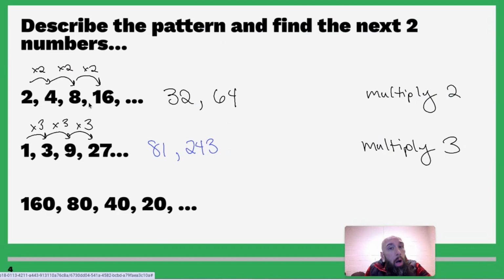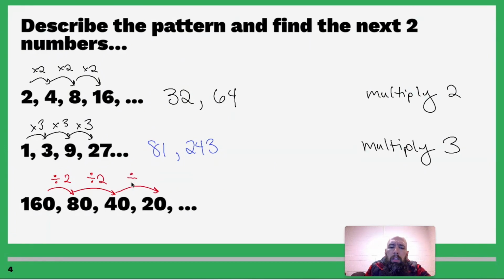So when the numbers go up, but you don't add the same number, you multiply, which means if the numbers go down, maybe you try subtracting the same number. So let me see, 160 minus 80 is 80. But 80 minus 80 is not 40, so subtracting doesn't work here. So if the numbers go down and subtraction doesn't work, try division. 160 divided by what is 80? 160 divided by 2 is 80. And 80 divided by 2 is 40. And 40 divided by 2 is 20. So this is divide 2.